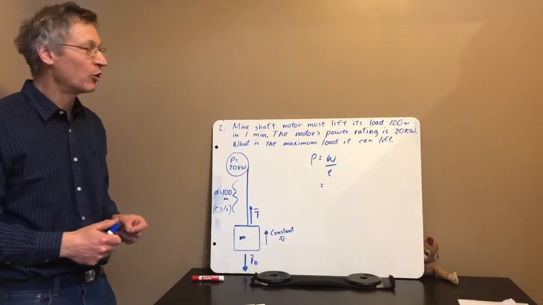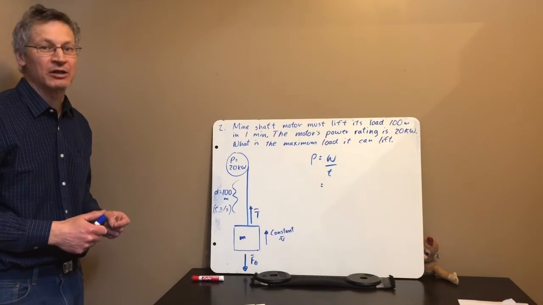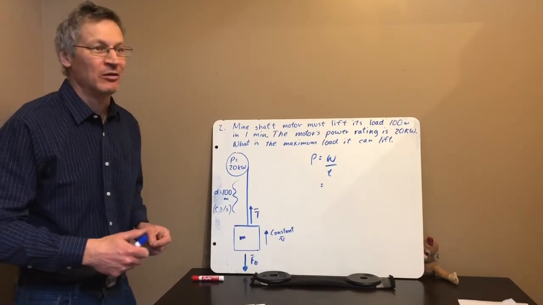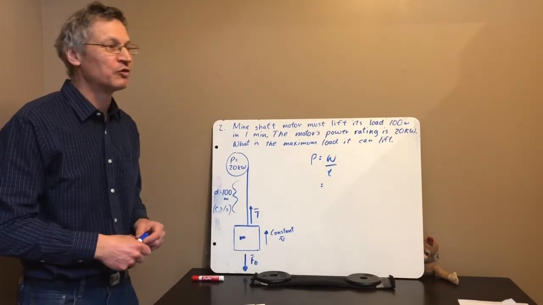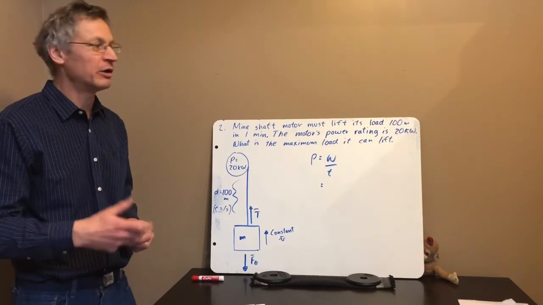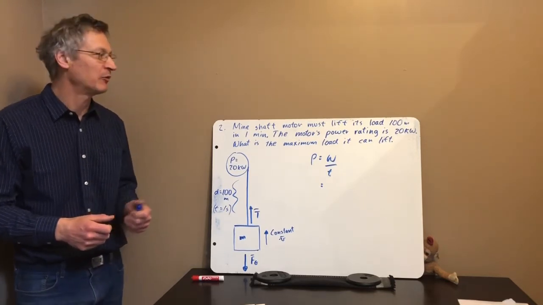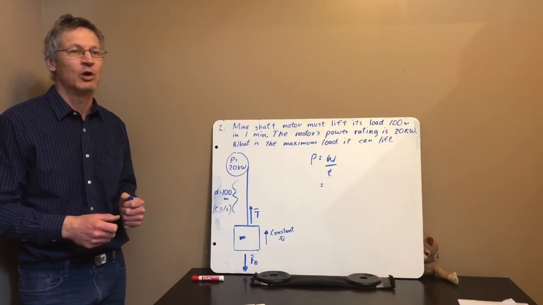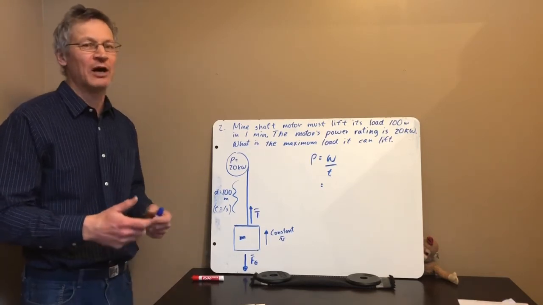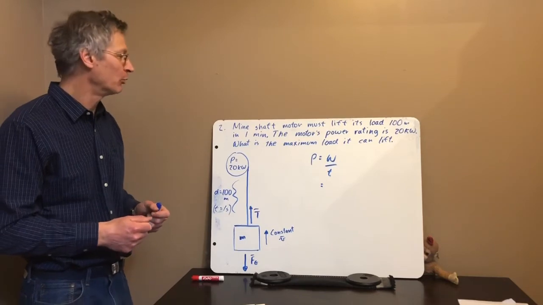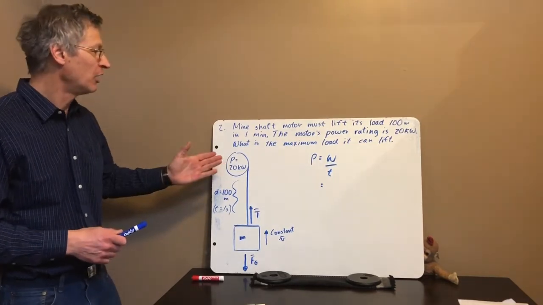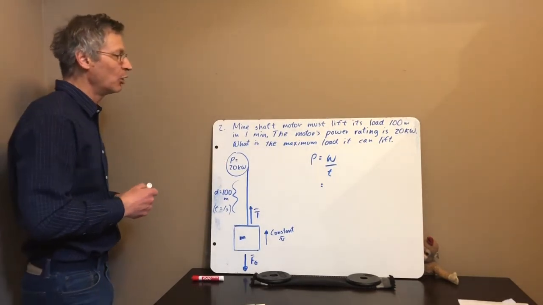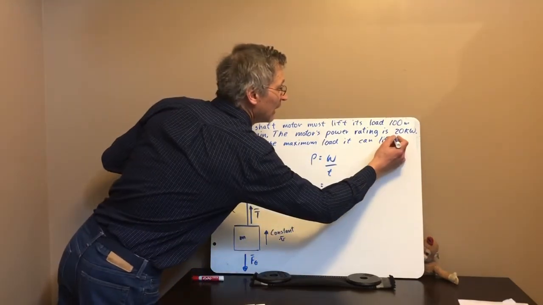The motor's power rating is 20 kilowatts, and most motors, somewhere on the motor, will have the power rating stamped there. 20 kilowatts, that's like 20,000 watts. That's about 25 horsepower, like an outboard motor. And here's the question: what is the maximum load this thing can lift?